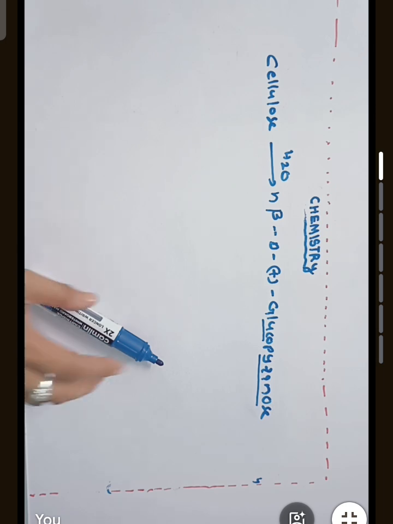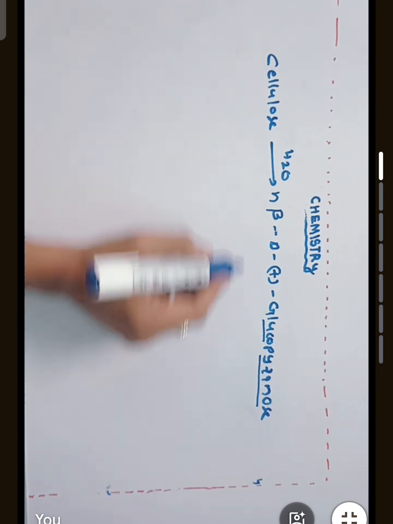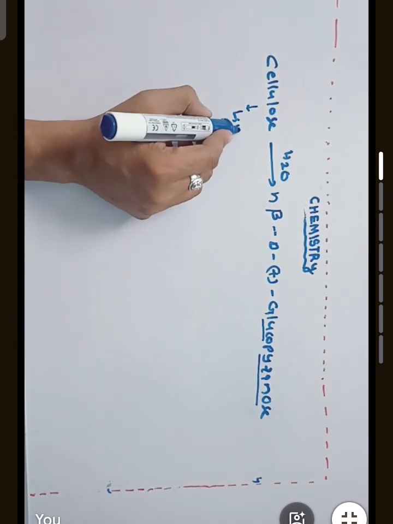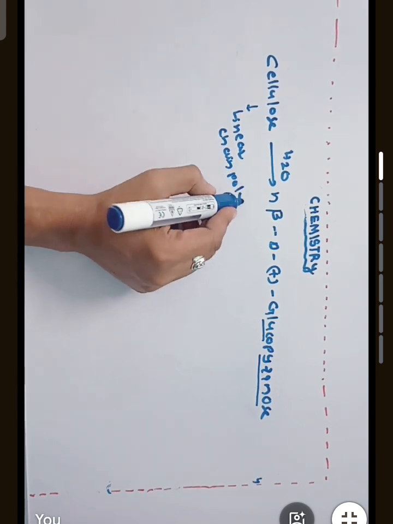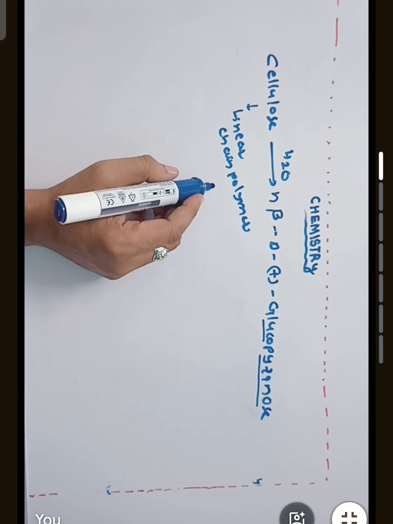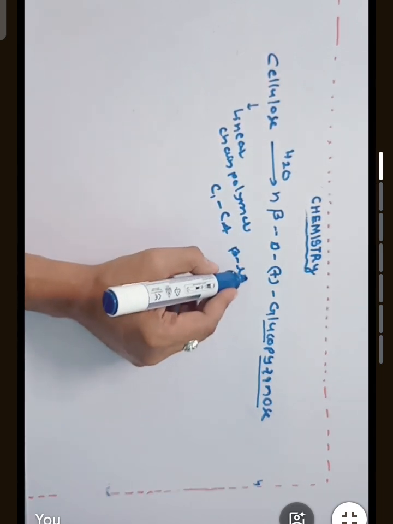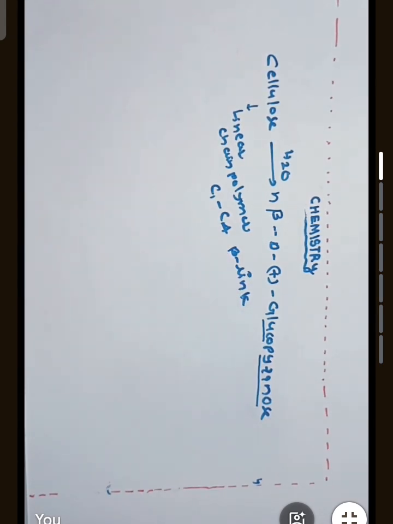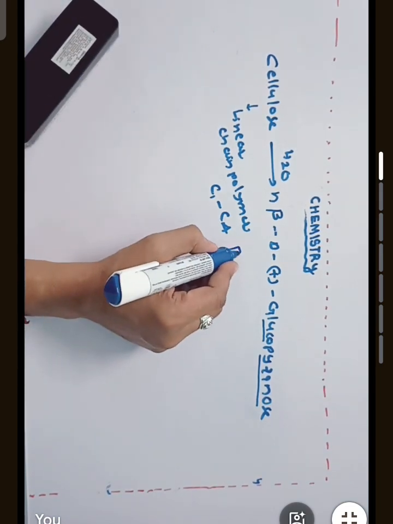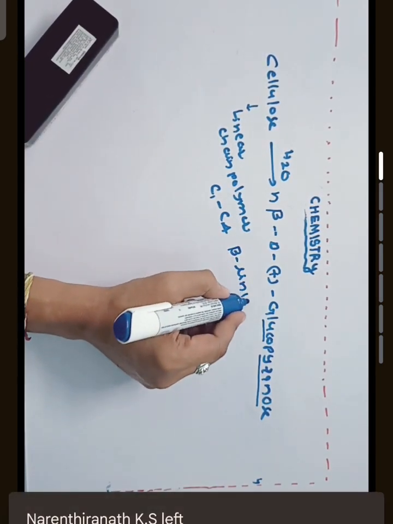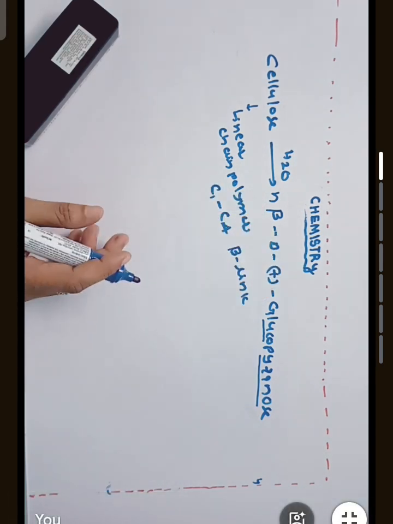Okay, right. What about these beta D glucopyranose units? Cellulose is a completely linear chain polymer. In these glucose units, only C1 C4 links are present. This is called a beta link. Okay? It is a linear chain polymer, and a C1 C4 link is present like amylose, but it is a beta link that is present.